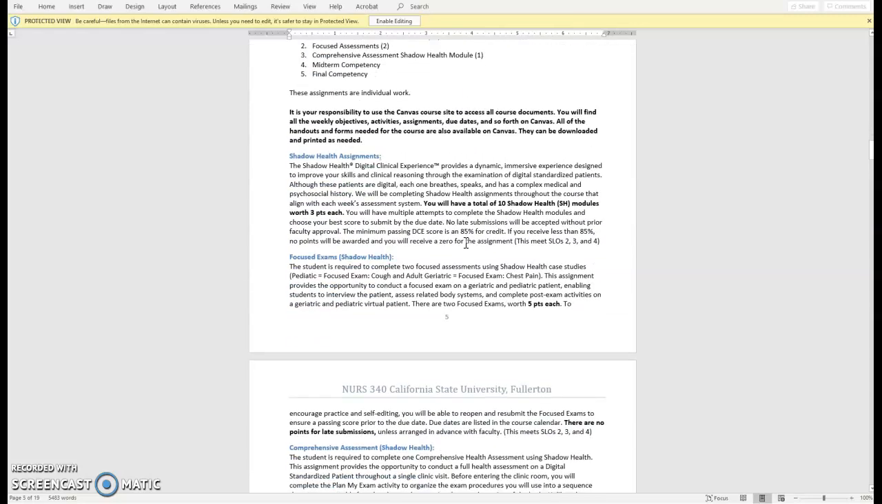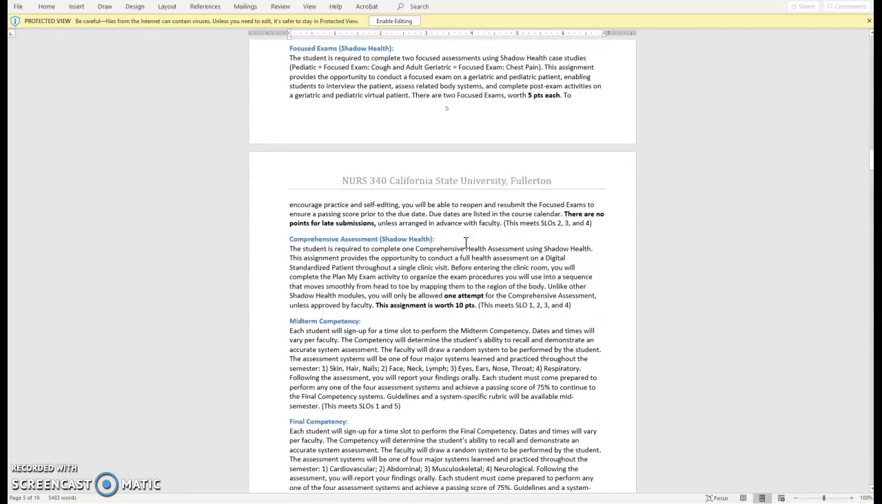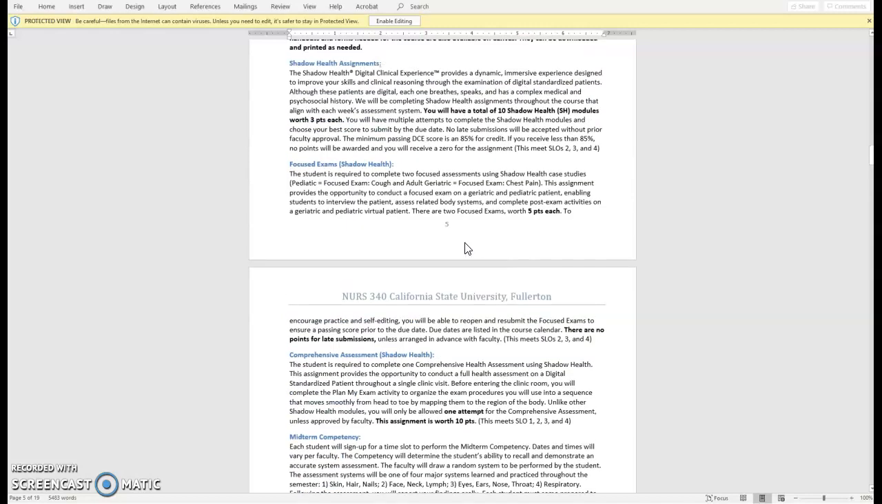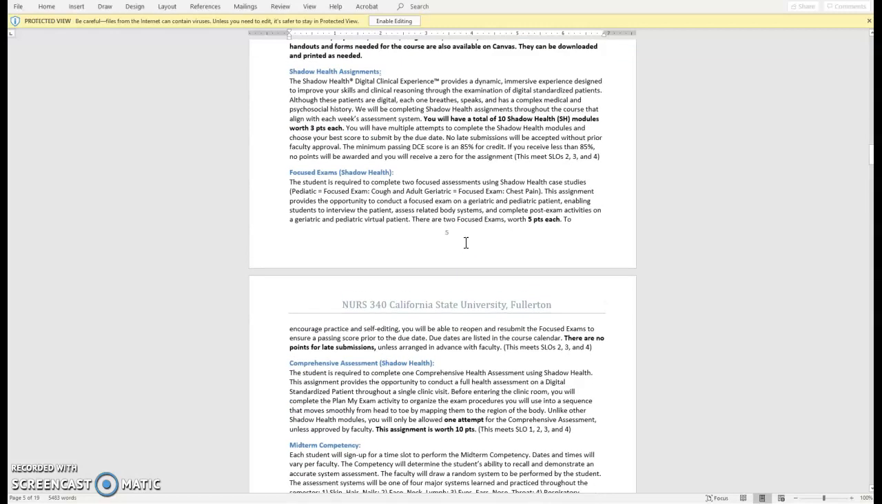The modules are laid out there. The assignments are laid out here in the syllabus. I do want to say, if you have any kind of disability or special needs, please make sure that gets registered with the Office of Disability so that they can let me know. So the assignments are here.